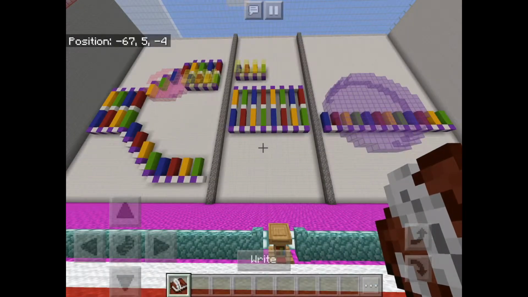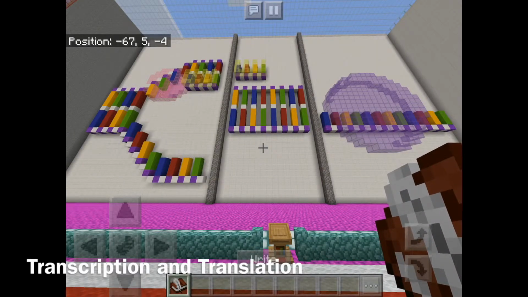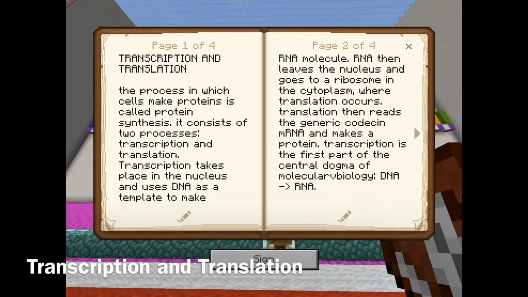Okay, the last step is transcription and translation. The process in which cells make proteins is called protein synthesis. It consists of two processes, transcription and translation. Transcription takes place in the nucleus and uses DNA as a template to make an RNA molecule. RNA then leaves the nucleus and goes to a ribosome in the cytoplasm, where translation occurs. Translation reads the genetic code in mRNA and makes a protein. Transcription is the first part of the central dogma of molecular biology, DNA to RNA.